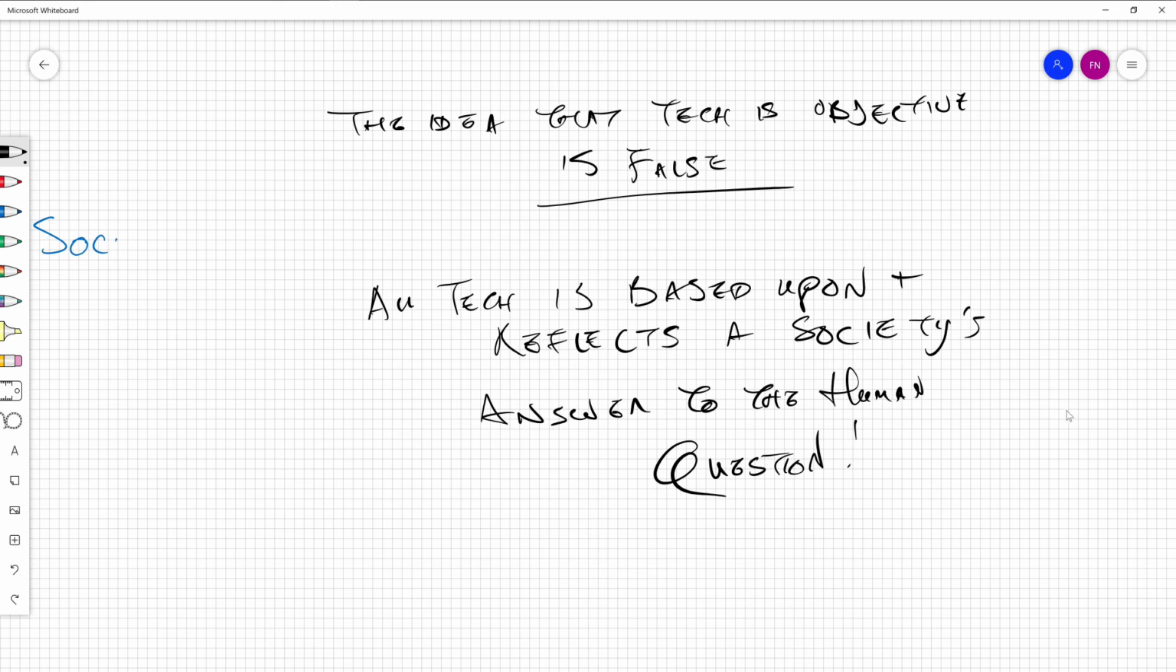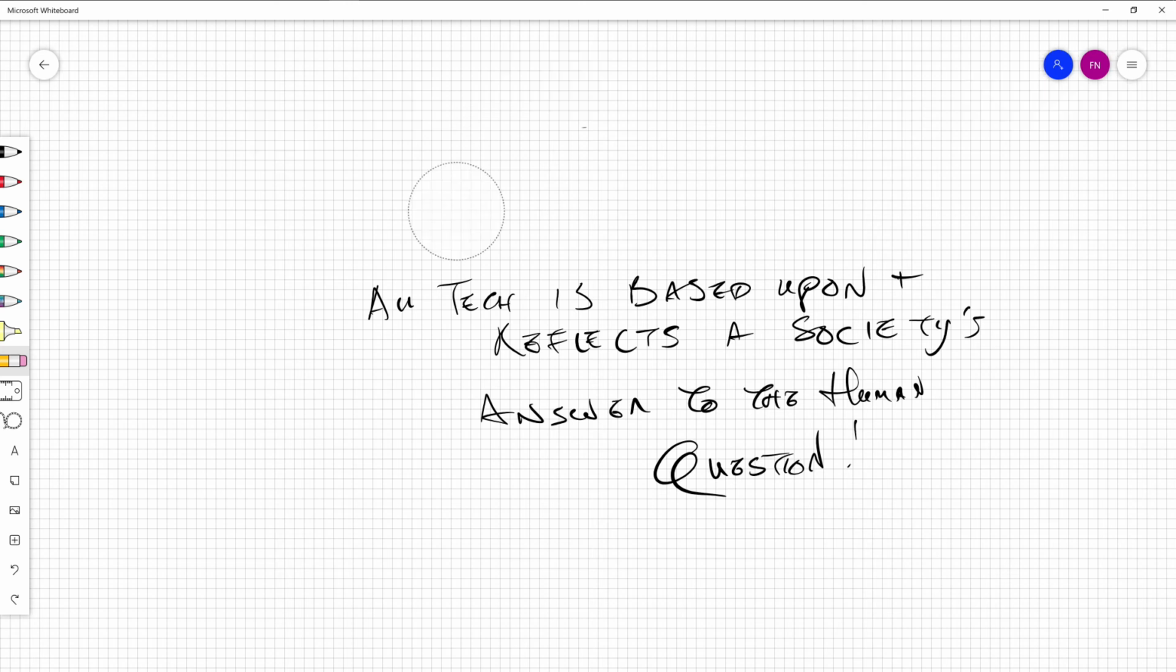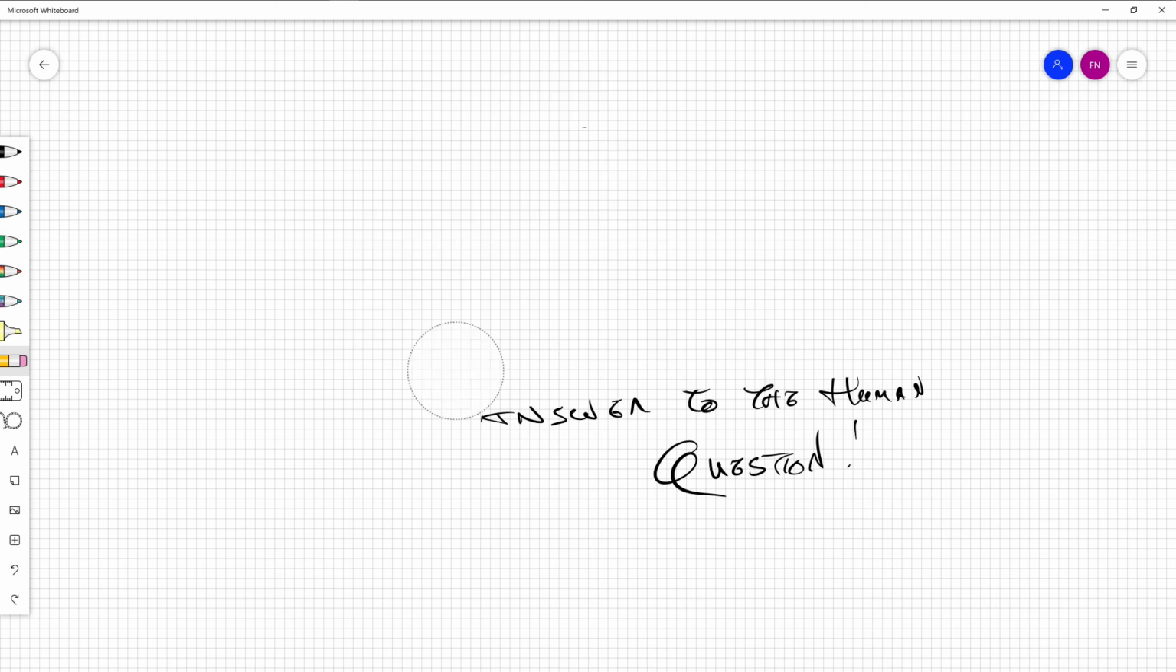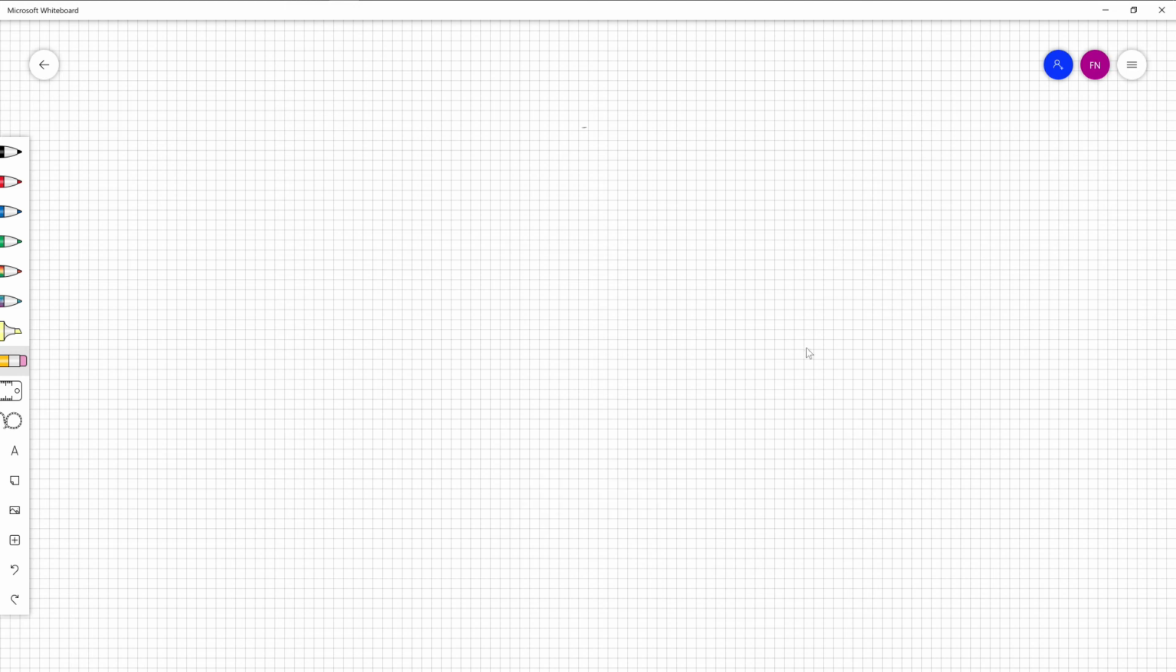Male-dominated societies produce technology that is male-centric. Racist societies produce technology that's racist. The same is true for scientific inquiry. Science is always framed by the culture in which we live, which implicitly offers an answer to the human question. We'll come back to many of these ideas throughout the semester.